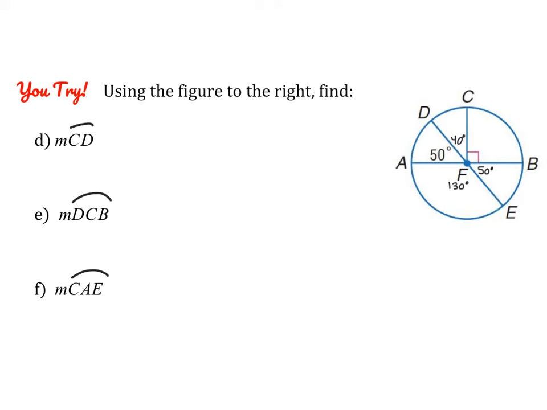All right, let's check your work. Arc CD should be 40 degrees. Arc DCB, that's from here to here to here, should be 130 degrees, which is 90 plus 40. And then CAE is going to be this entire arc right here. So those three added up should be 220. There you go.